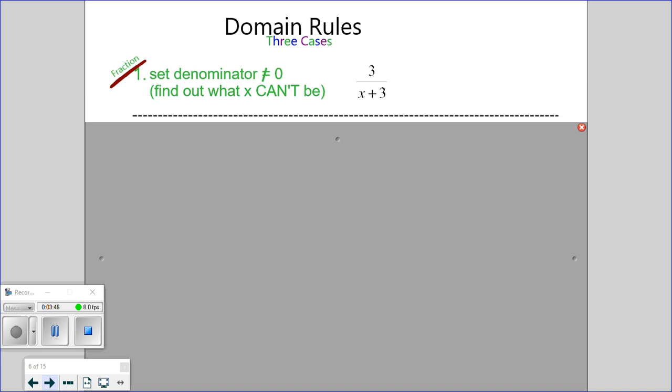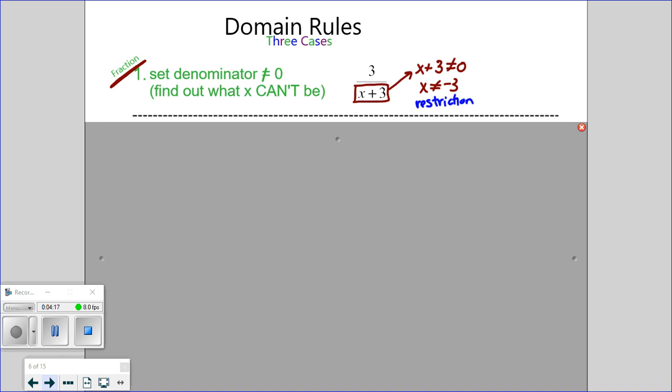So here's a very basic example of what that would look like. 3 over x plus 3, that's a fraction. It says take the denominator and set it not equal to 0. Solve for x. x cannot equal -3. That's what's called a domain restriction. If they ask me to actually identify the domain, we've got one more step to do, and that's to write it in interval notation. So this is your restriction.